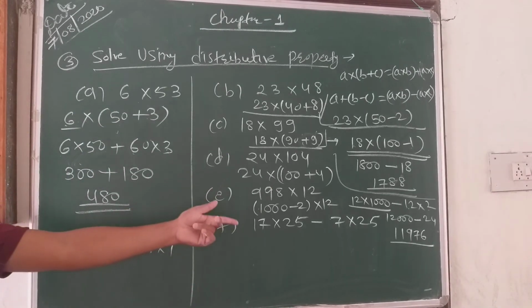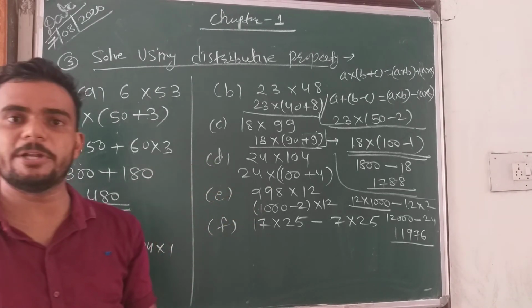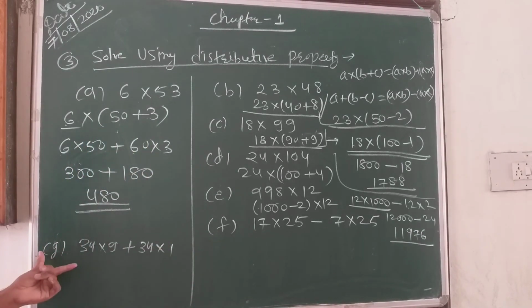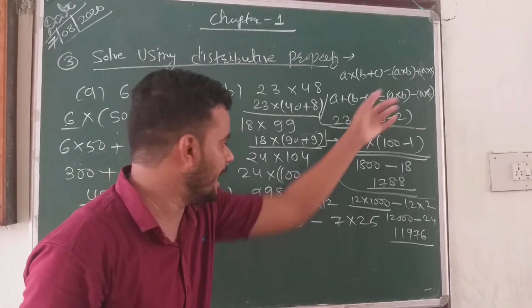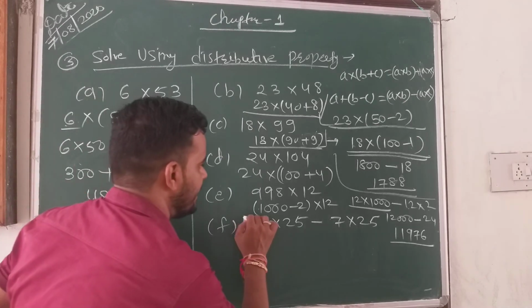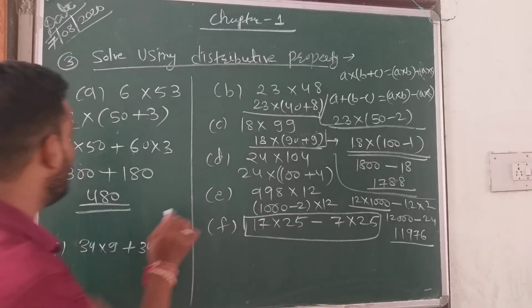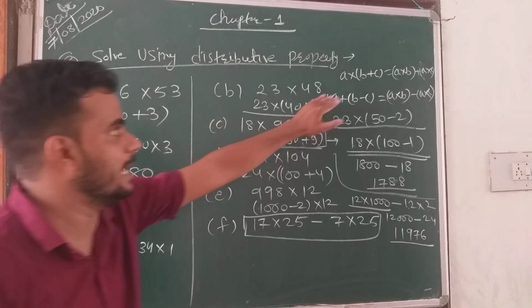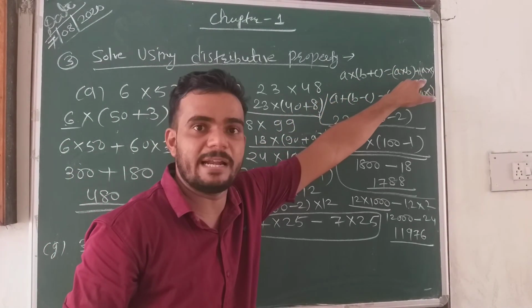So like this you have to solve. Use the distributive property of addition and subtraction and solve the question. The next, F and H are different. In F and H, we are already having the right hand side form. It means in all of A, B, C, D and E, in all these questions we are having the left hand side form. After that we will change it to the right hand side form.